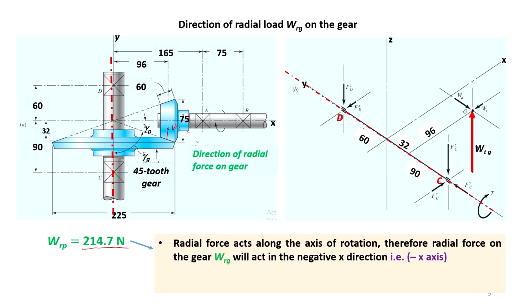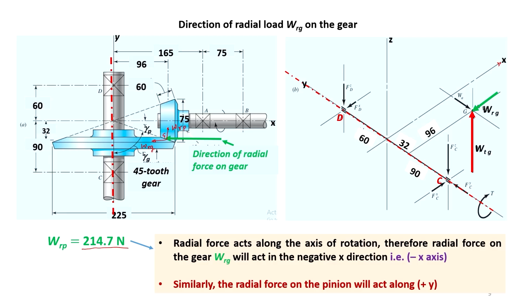So, this will be Wr of the pinion, and Wr of the gear will act from this G point, the pitch point. It will act along the axis of rotation of the gear. So, this is your Wr gear. Wr gear will act in the negative x direction. This is the direction of radial force, in the negative x direction. This is your x direction. So, Wrg will act in this direction at G point.